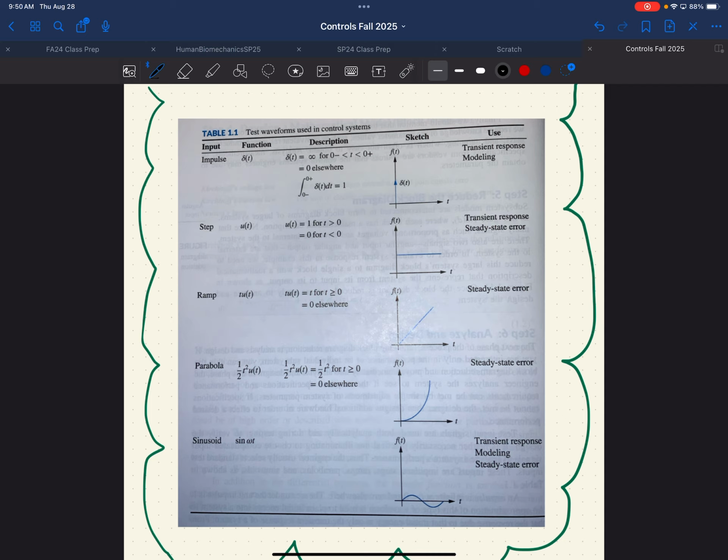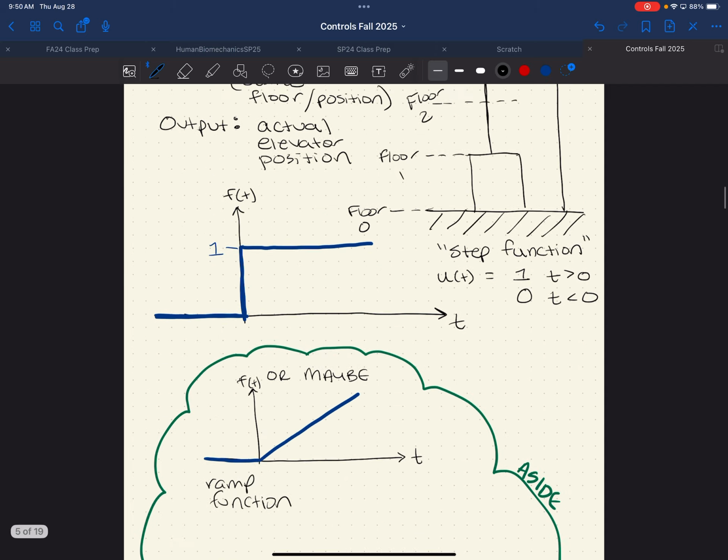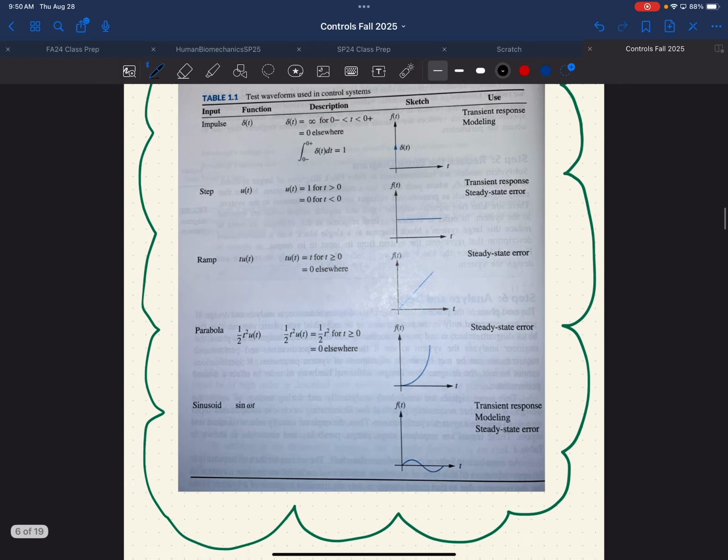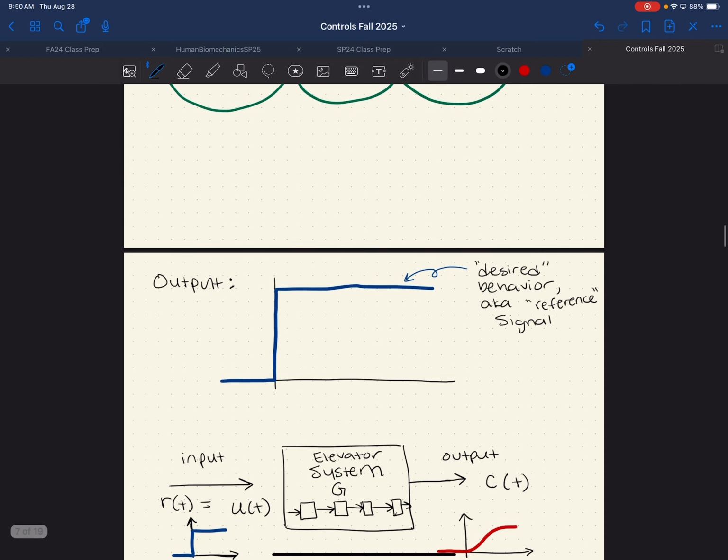Okay, just as an aside, to give you a heads up, this is not the only input function that we'll be working with in this class. But it makes sense for our elevator. Okay, enough about inputs. Let's talk about outputs.